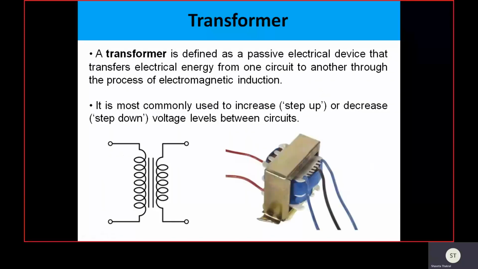Then the next component is the transformer. A transformer is basically a passive circuit that transfers electrical energy from one circuit to another circuit, and its basic principle is electromagnetic induction. We can have two types of transformer, one to step up and the other to step down the voltage level. And this is the symbolic notation of a transformer. Specifically in electronic circuits we use the center tap transformer. This is the pictorial representation of a center tap transformer.